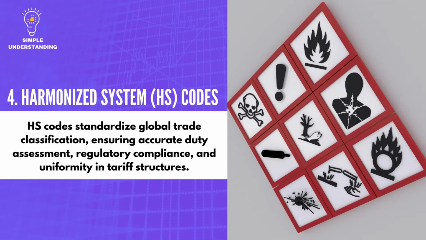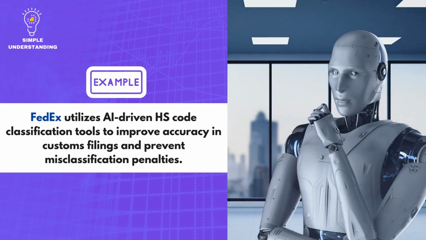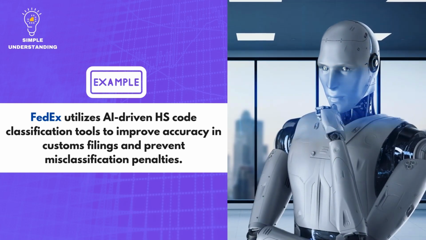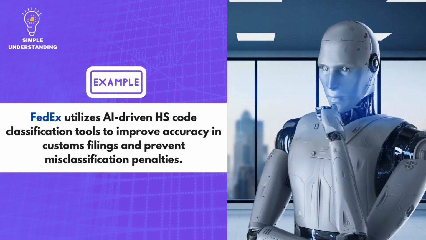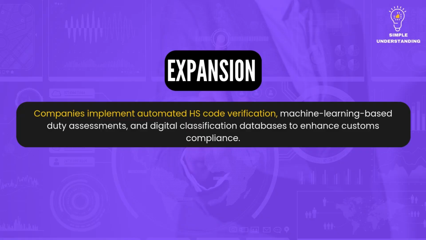4. Harmonized System HS codes. Explanation. HS codes standardize global trade classification, ensuring accurate duty assessment, regulatory compliance, and uniformity in tariff structures. Real company example. FedEx utilizes AI-driven HS code classification tools to improve accuracy in customs filings and prevent misclassification penalties. Expansion. Companies implement automated HS code verification, machine learning-based duty assessments, and digital classification databases to enhance customs compliance.